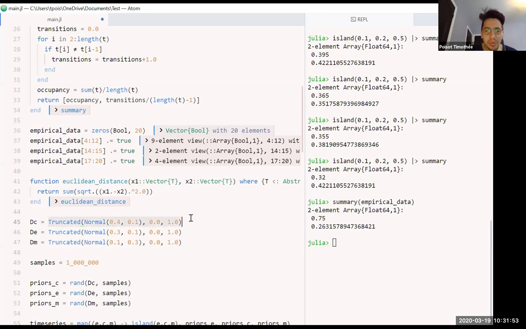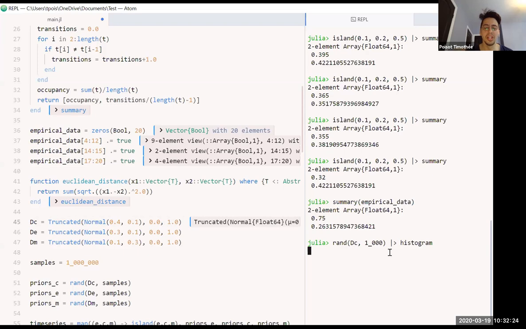And that is a way you can define distributions using the Distributions.jl package. So we're taking a normal distribution for the rate of colonization, but we're also truncating it so it only has support between 0 and 1. Let's draw something like 1,000 variables from this distribution and do a histogram just to get a sense of what that looks like.